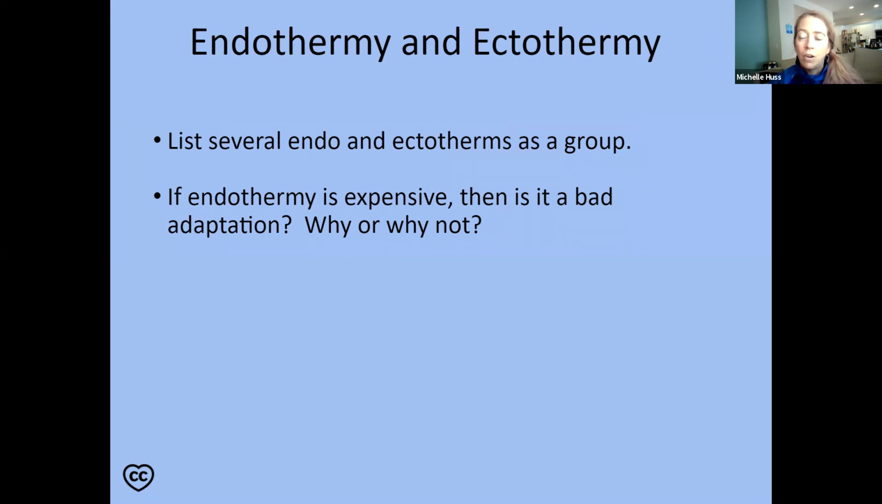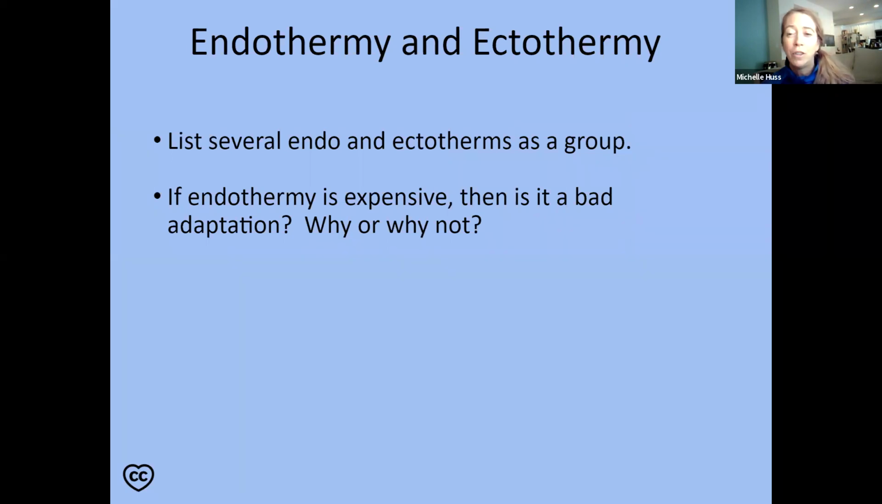Ectotherms are quote unquote cold-blooded, and they still are in homeostasis and they still have to regulate their body temperature somewhat, but not as much. They're going to rely on their environment more. And so they don't have to eat as much. Their metabolism is a lot slower. So ectothermy is cheap and in some ways better because you don't have to worry about where your next meal is all the time. Endothermy is expensive.